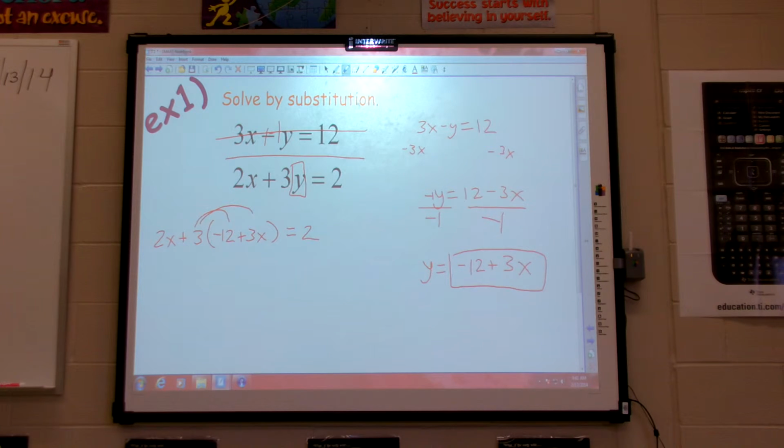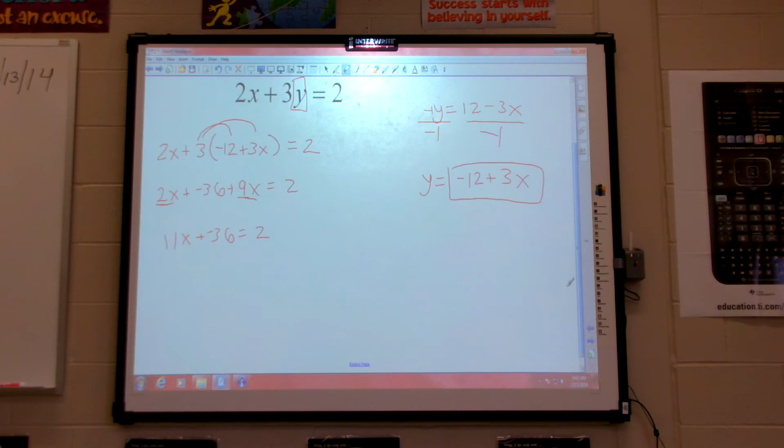Let's distribute. 2x plus -36 plus 9x equals 2. Combine my terms. I have 11x plus -36 equals 2. You could arrow diagram that if you're an arrow diagram person. I'm just going to add 36. You get that? You with me there? Once again, once you get here, you can arrow diagram. So x is 38/11. Does that reduce? No.